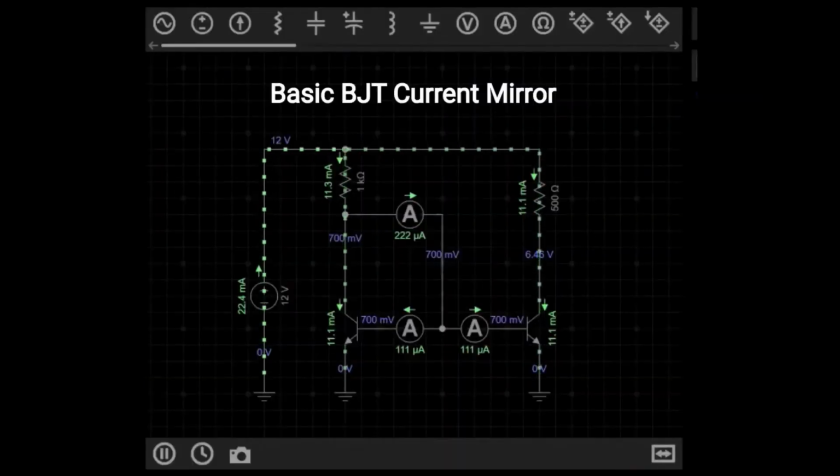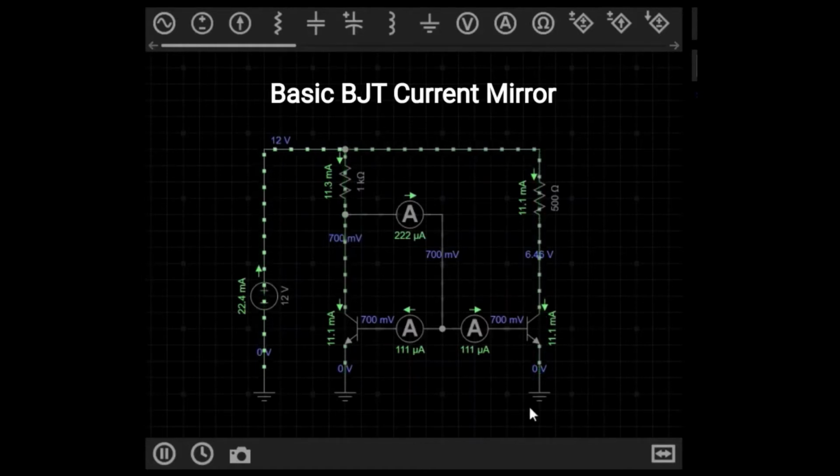This video is based on a previous video that described a common bipolar junction transistor current mirror. It will describe three basic circuits that use current mirrors. To recap, the current mirror is an inverting constant current sink with two bipolar transistors.